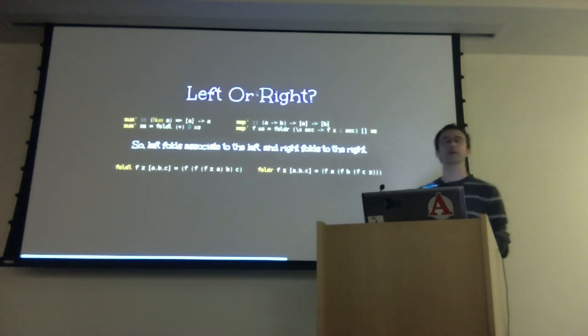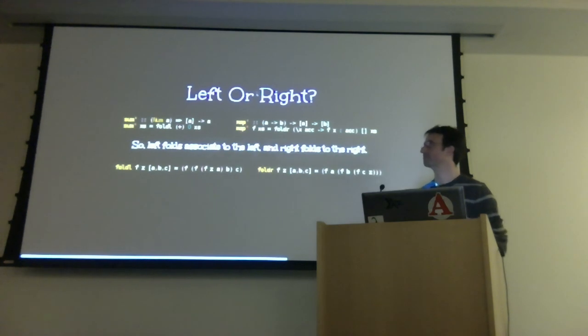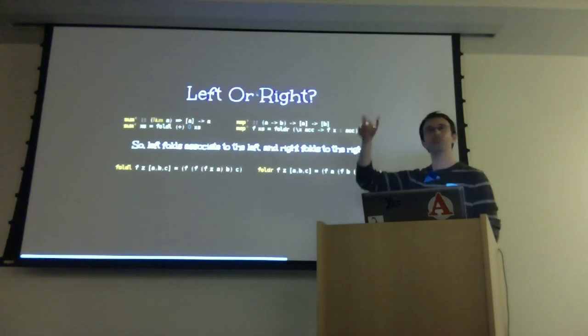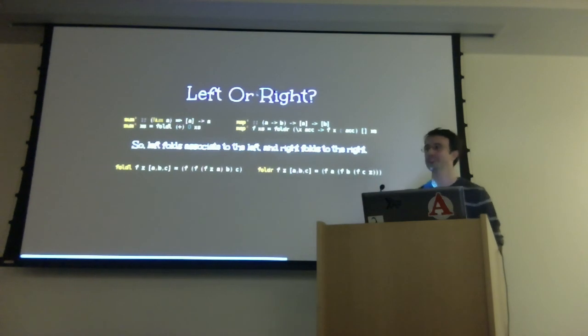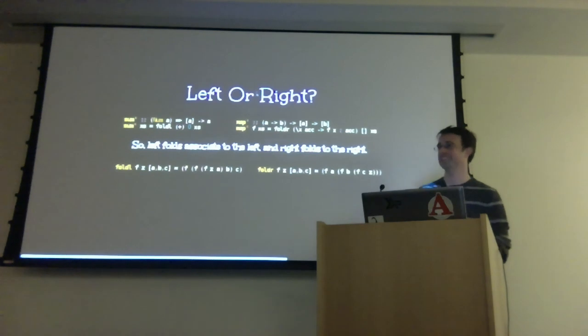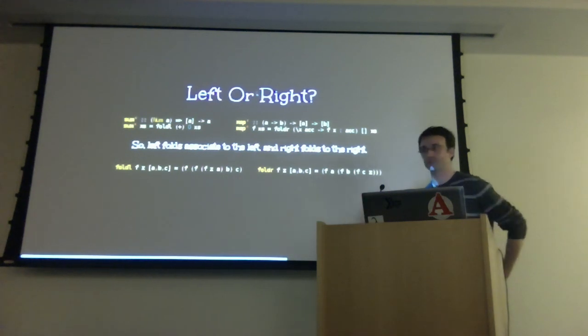I probably should have written the type signature for fold. I didn't. So the type signature for fold: it takes a function. Fold R takes a function A to B to B, and a B, and a list of A's, and it gives you a B. And fold left is similar, but with B to A to B.